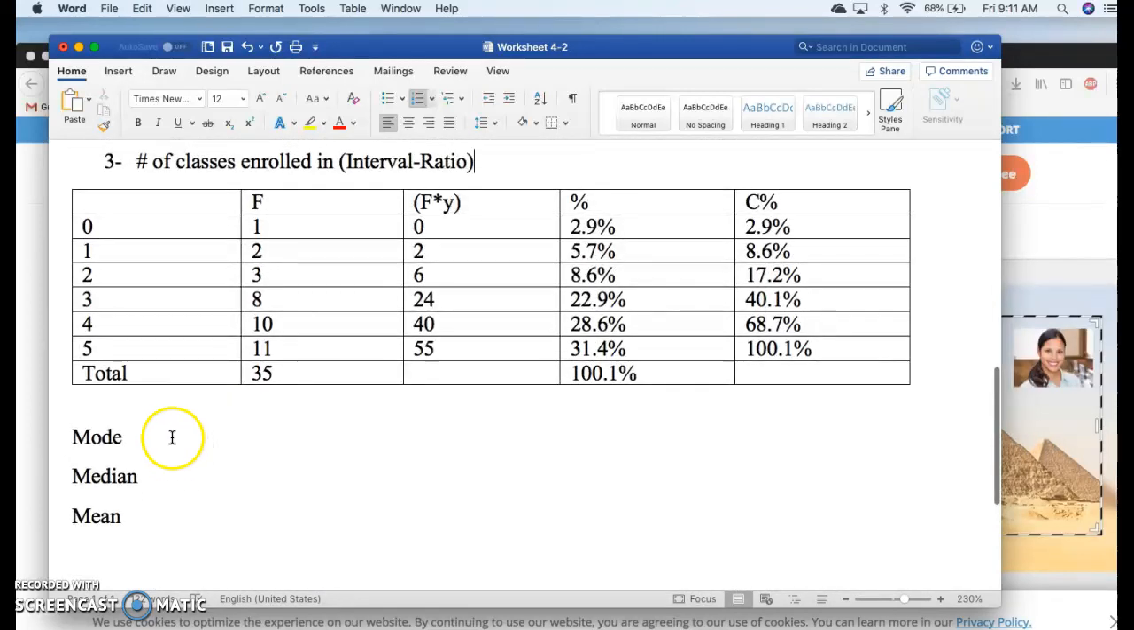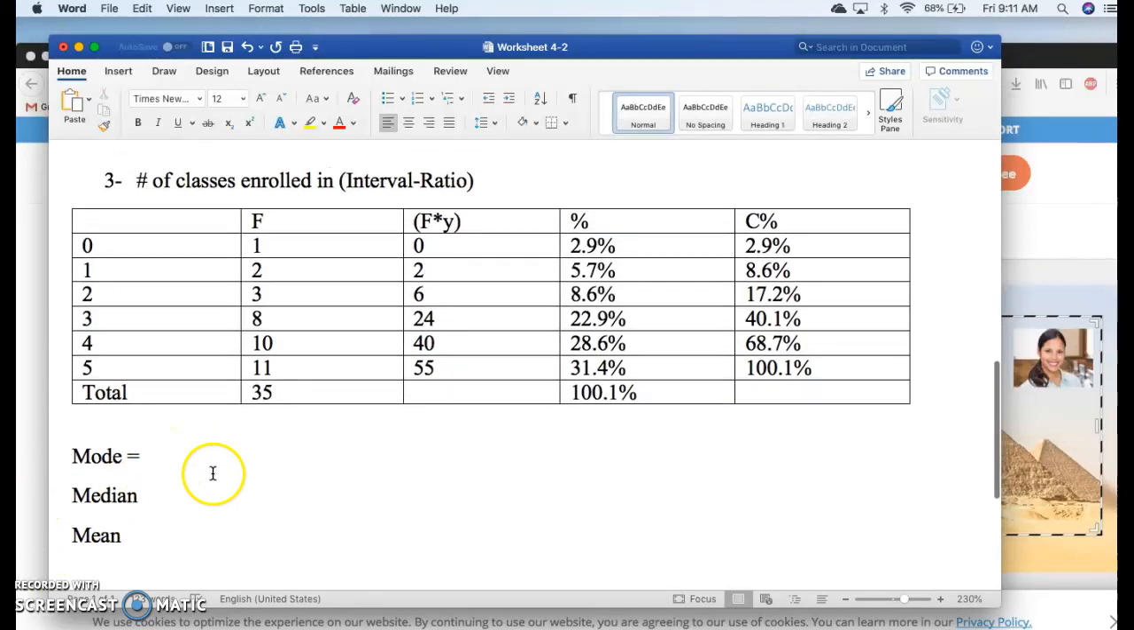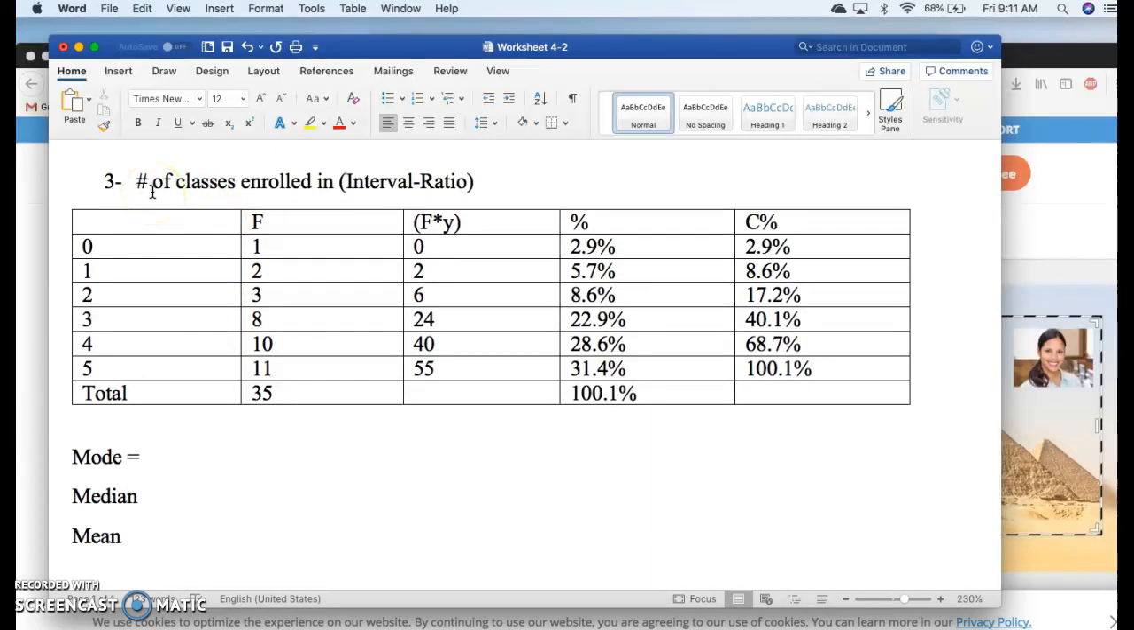All right, so first the mode. It's the most popular category, and for this, I'm going to look at which score appeared the most often. The frequency table is measuring the number of classes people are enrolled in. They could be 0, 1, 2, 3, 4, or 5 classes. These are known as our scores. We're going to find the one that was the most popular, and that's going to be 5 classes. So our mode is 5 classes.